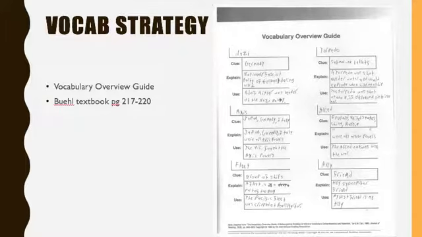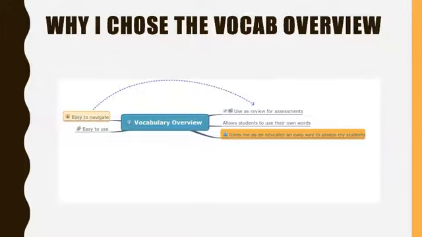So the vocab strategy I decided to use was the vocab overview guide in our textbook from pages 217 to 220, as pictured here on the right hand side of your screen. I chose the vocab overview because in my opinion it was the easiest to navigate, which allows students to use it for assessments on later dates. It also allows students to use it in their own words.